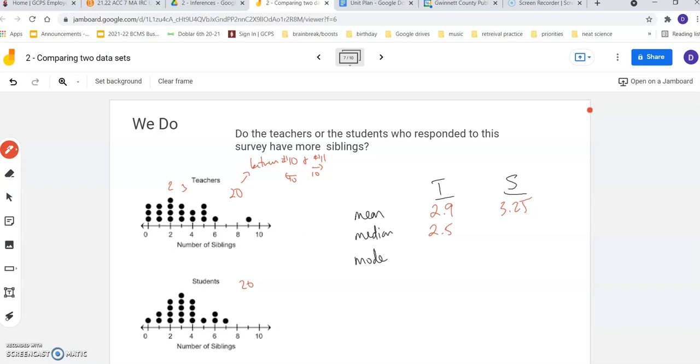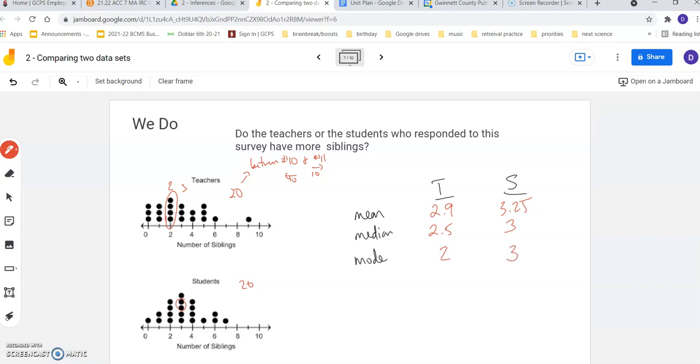Let's go down here. 1, 2, 3, 4, 5, 6, 7, 8, 9, 10, and 11 are both 3s here. So it's halfway between 3 and 3, which is 3. So the median's a tad higher there, just a tad, because remember our very next number for the teachers would have been 3. Here they were both 3. And the mode for teachers is 2, and for students is 3.